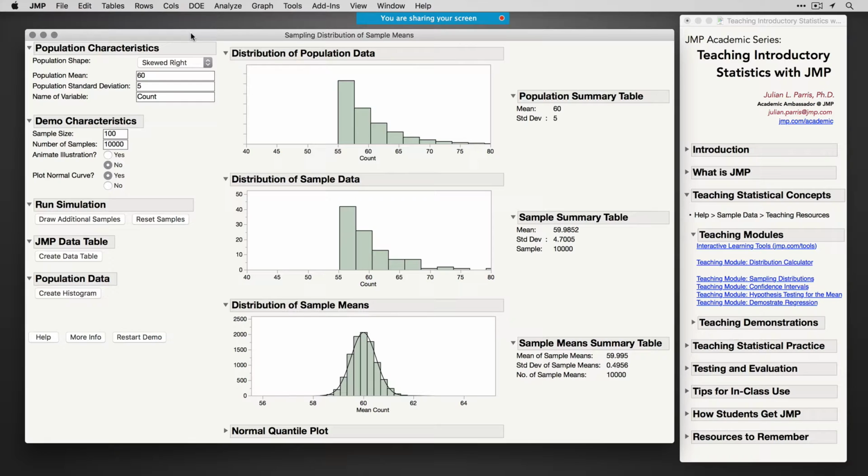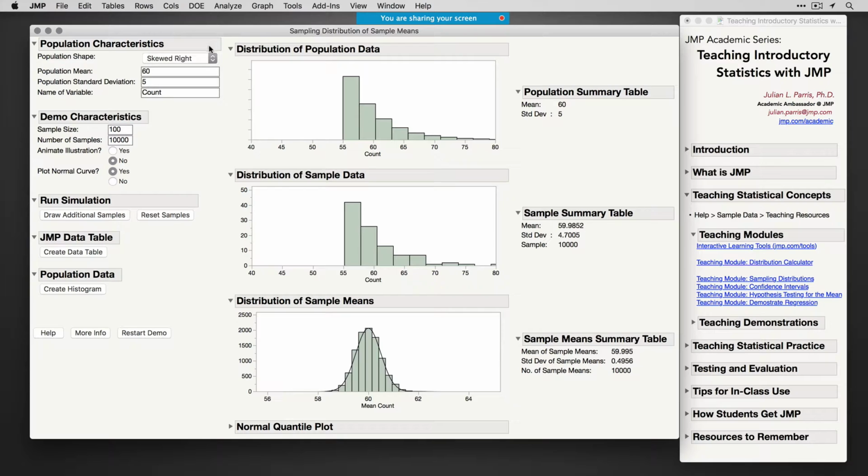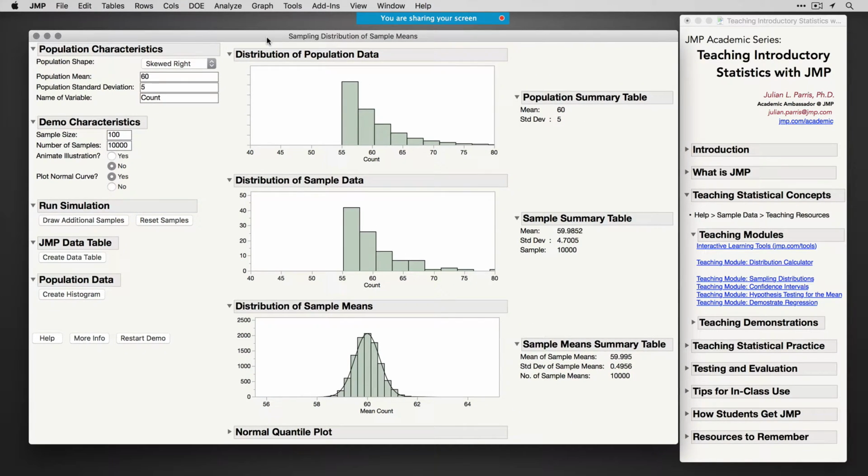They leave that class, after one class of playing with sampling distributions, with a much better understanding of what they actually mean than doing 50 problems working through formulas on the standard error. That's not going to give them the depth of understanding that really working through something and working through the simulations will provide. So the sampling distribution of sample means is a great teaching module to start off with in that really core part of the course.